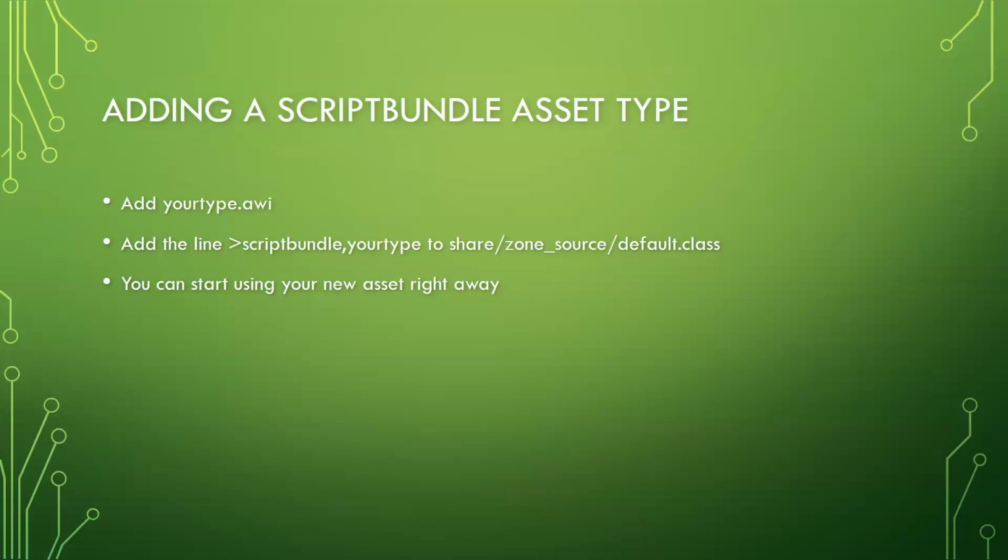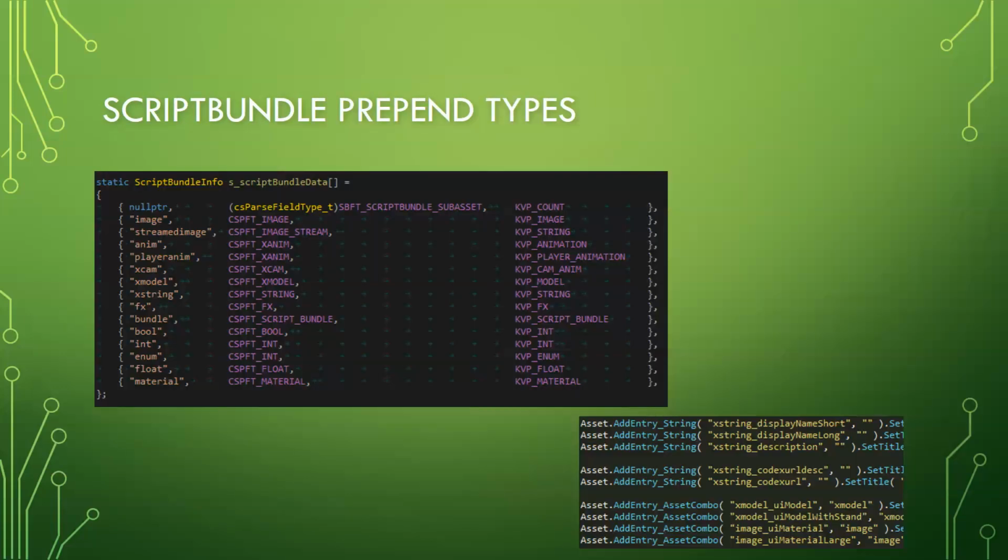Once you add this, do you refer to this in the zone file, or Z package file, as script bundle, or the name you provided in default.class? Yeah, it's the name you provided. So you would put your type, comma, your asset name in the Zone or Z package. So the line that goes in default.class is greater than script bundle, comma, your type. And the line that would go in the Zone or Z package is your type, comma, asset name.